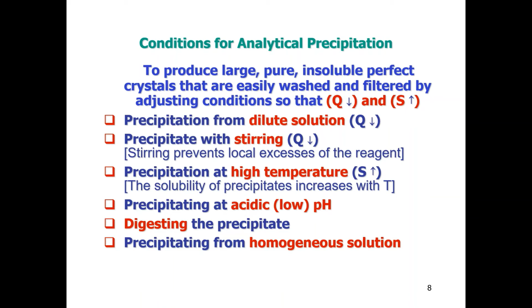Now you heat it at around 80 plus degrees, I suppose. At high temperature, the solubility of the precipitate will increase, and the reaction occurs at high temperature. You will also precipitate it at low pH, and at low pH, solubility will increase. And then the last two have separate discussions: digesting the precipitate, or digestion. But this digestion in gravimetry is not the same as digestion in your sample preparation last time. It's totally different, but the name remains the same. And the last one, precipitating from homogeneous solution, will be described a little bit later.